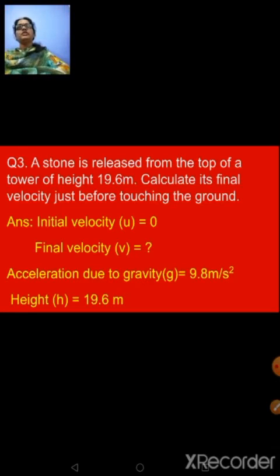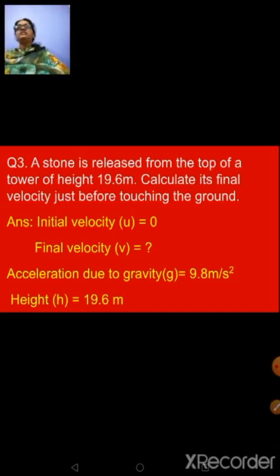So what is the thing that you have to calculate here? You have to calculate the final velocity. Final velocity is always marked with the letter v. So height h is given. Final velocity has to be calculated. Initial velocity is obviously 0. So we have to apply the equation of motion. Which equation will we choose here? v square is equal to u square plus 2as, because we have to calculate final velocity v.